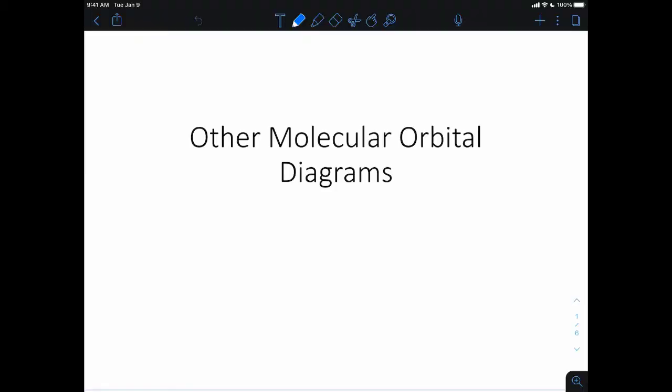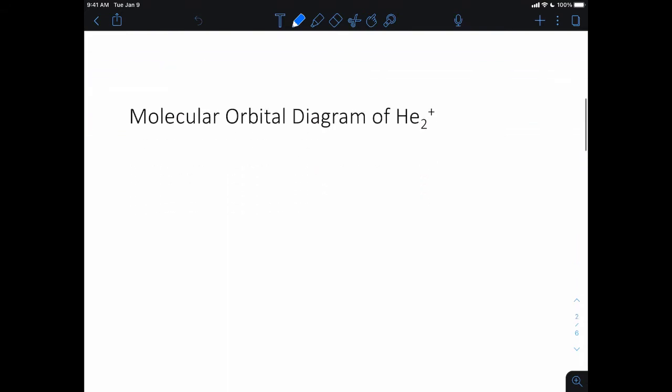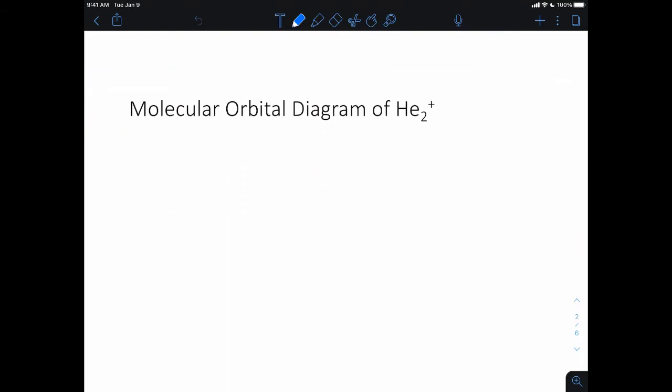Everybody, let's practice drawing some other molecular orbital diagrams for some other simple molecules. So let's try to draw helium-2+. Now if you look at a periodic table and you look up helium, you'll find the electron configuration for helium is 1s2. Alright, so we're going to have an energy diagram.